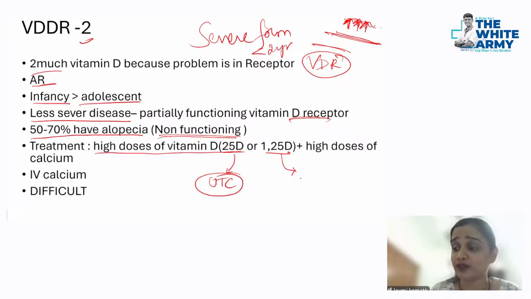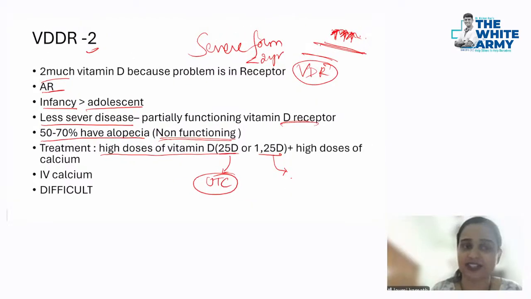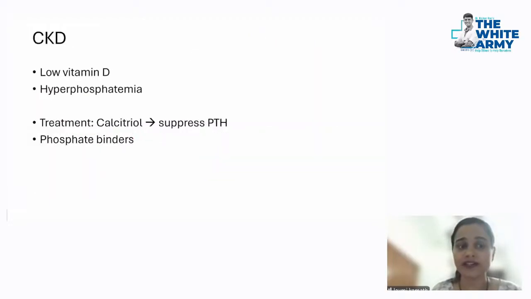But what will these high doses do? It will probably act a little on the partially functioning receptor. So you always give a trial of high doses of vitamin D along with high doses of calcium. If this doesn't help, in a few patients, directly giving IV calcium, maybe once or twice weekly, has also helped. But overall, this is one of the most difficult types of rickets to treat.